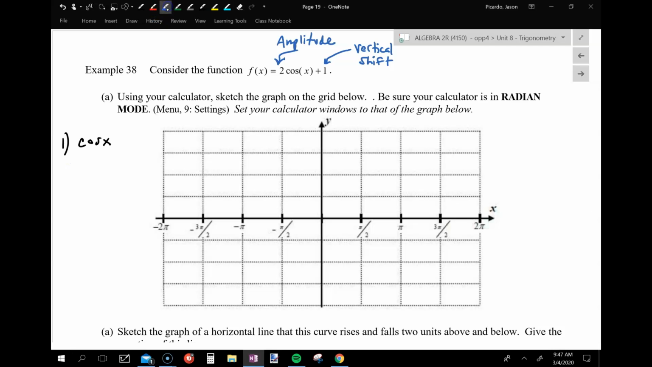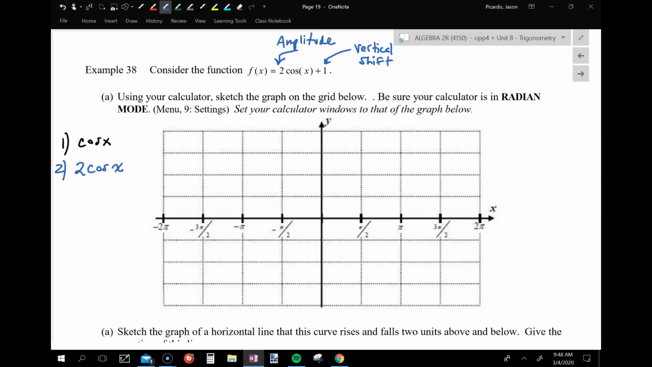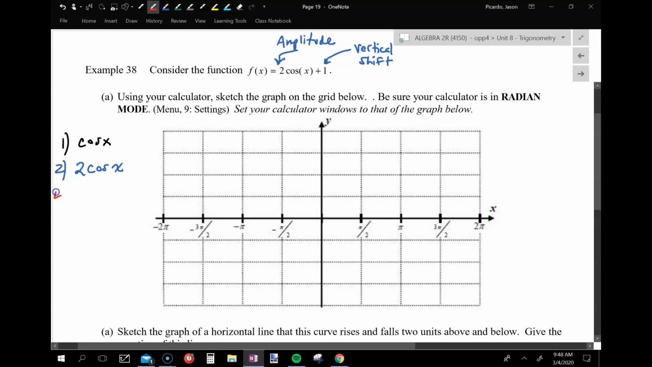Then the next thing I'm going to do is I'm going to graph this, which is the cosine curve with a change in the amplitude, right? It's what we did yesterday. And then what am I going to do? Then I'm going to take that curve and I'm going to shift it up 1 unit. So I'm going to do this in 3 steps, which means my graph right here is going to have 3 distinct graphs on it, okay?